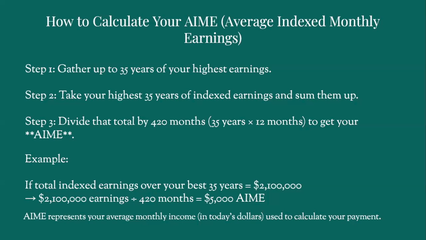And then I might go back 15 years ago and take that high point and bring that up to today's wage inflation. I bring all those numbers up to today, and then I have to divide that by 35 years times 12 months. So as an example, if my total indexed earnings over my best 35 years was 2.1 million, and I divide that by 420 months, I'm going to get an average monthly earnings number of $5,000. That's how they do it.